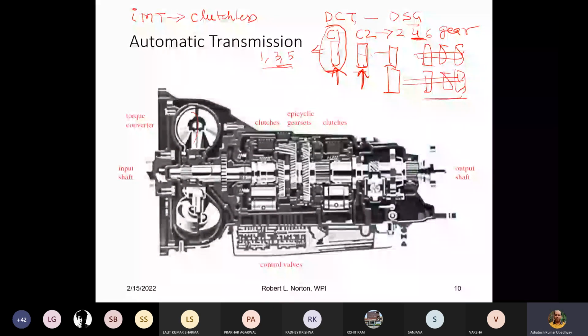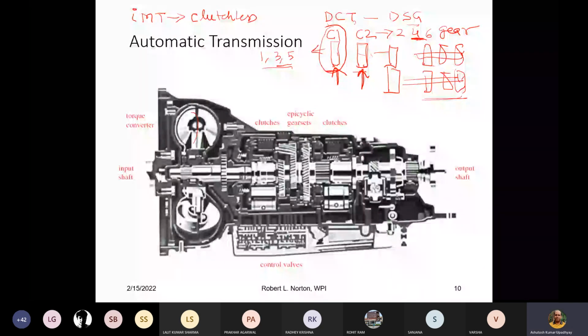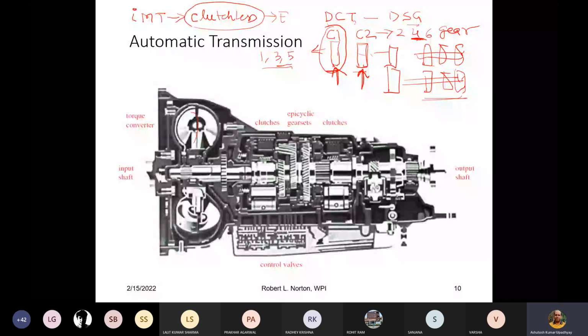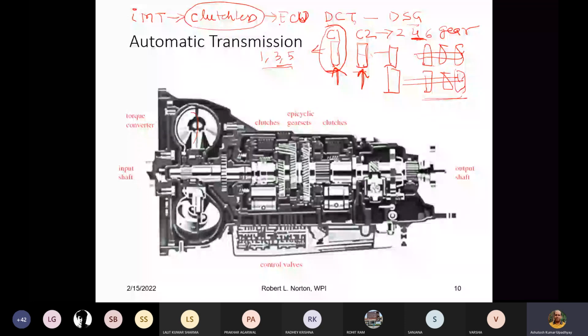Clutchless means you don't have a clutch pedal. Okay, that's it. The clutch pedal is removed. So definitely it requires a lot of electronic components. So you have got some transmission control unit or electronic control unit. I don't remember what it is called, TCU or ECU. Okay, ECU, electronic control unit, or transmission control unit, something like that.